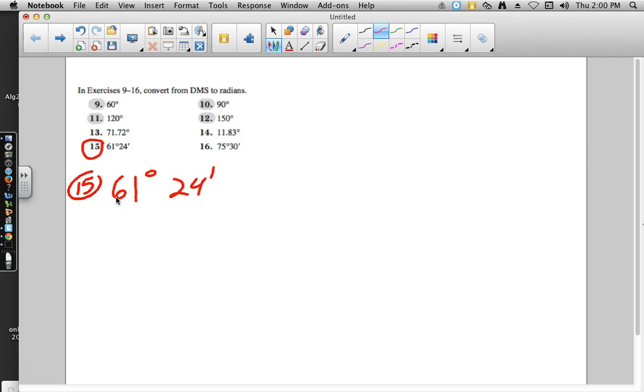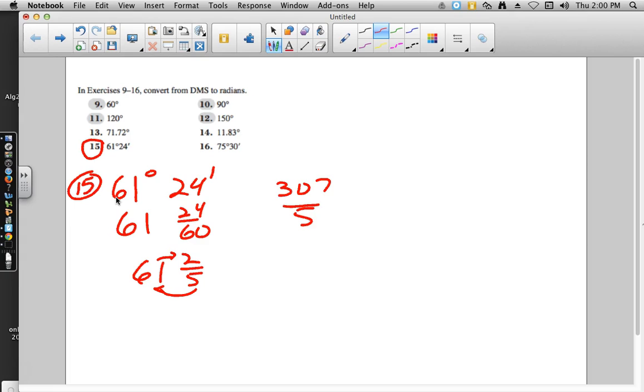And we have to figure out what we have in degrees here before we can work forward. So to do that, we remember this is 61 and 24 sixtieths. Well, that's going to reduce the 24 sixtieths to 2/5. Now if we change that into a mixed number and take 5 times 61 and we add 2, that'll give us 307/5, and this is now in degrees.